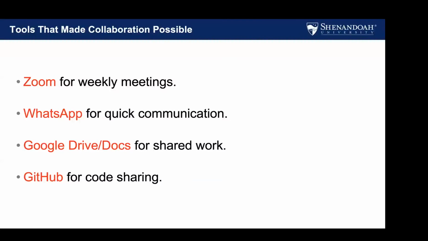In my two COIL projects, I encouraged the students to use 4 main tools. First, Zoom was used for weekly synchronous meetings between students. Then, WhatsApp was used for asynchronous communication between students. We also used Google Drive and Google Docs for shared work, where students can create a shared document so everyone can see and edit. And finally, GitHub to share the code so students can edit, revise, and go back to previous versions of that code.